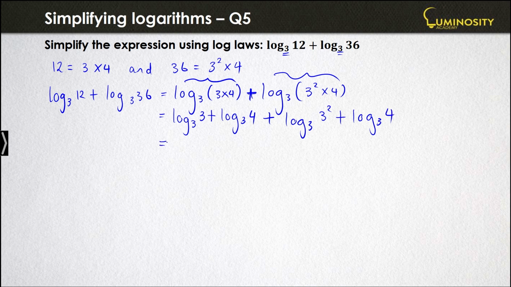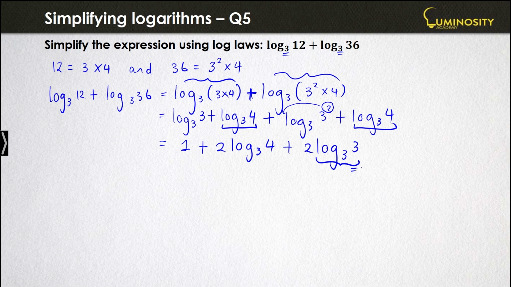Now I can use the power rule on this one here and bring that 2 down. So it's log base 3 of 3. But we know log base 3 of 3 using the identity is just 1. I see two amounts of log base 3 of 4. So I'm going to say 2 times log base 3 of 4, because there's two amounts of them. You're adding like terms. And the power rule says you can bring the 2 down and it becomes log base 3 of 3. But identity law says that equals 1.